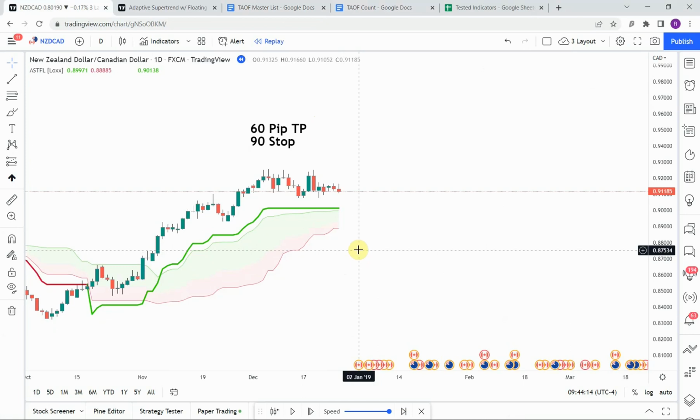Today we will be testing the adaptive super trend with floating levels.